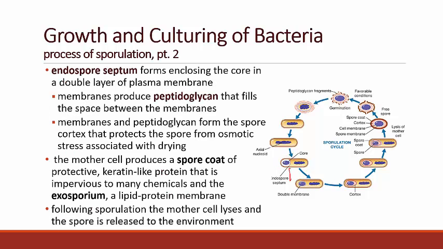Next, a septum begins to form. The septum is a double layer of plasma membrane, and in between the two layers of the plasma membrane, we see a lot of peptidoglycan being formed. And so it fills up that space between the membranes. And so the membrane then, in that peptidoglycan layer, becomes what is referred to as the spore cortex.